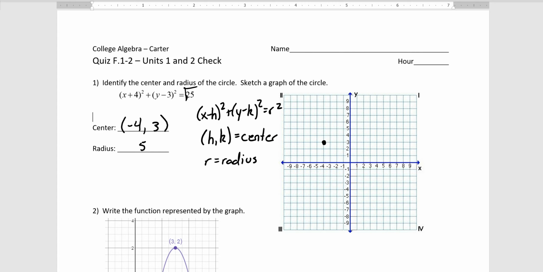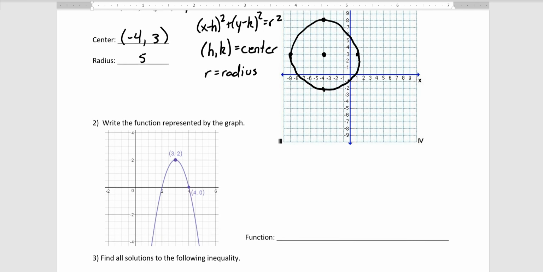And then to draw, we need to go 5 units away from this point. So 3 would go to 8, 4 would go to 1, 3 would go to -2, -4 would go to -9. And then just do our best here to create a circle about as best as we can. That's not terrible. All right, and there you go. That's number one.